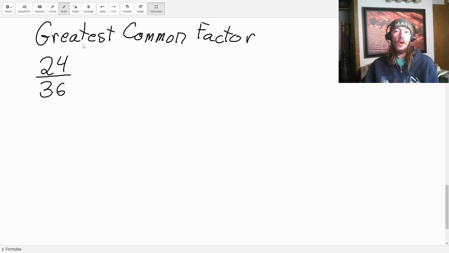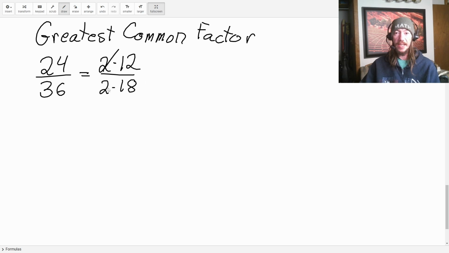Well, if we didn't know what the greatest common factor was, just look for any common factor. And an easy one to check for is 2. It's easy enough to see whether or not both numbers are even or odd. If they're both even, then you know 2 is a factor. So this is 2 times 12. This is 2 times 18. We can cancel those 2's out, and we're left with 12 over 18.